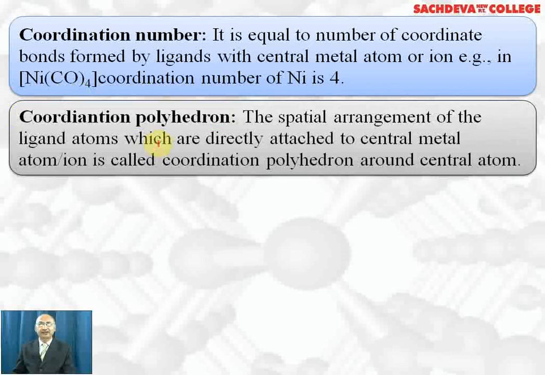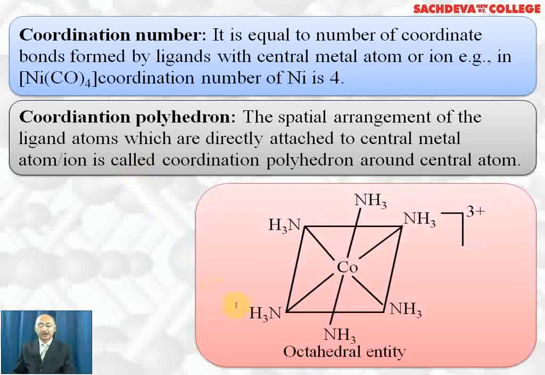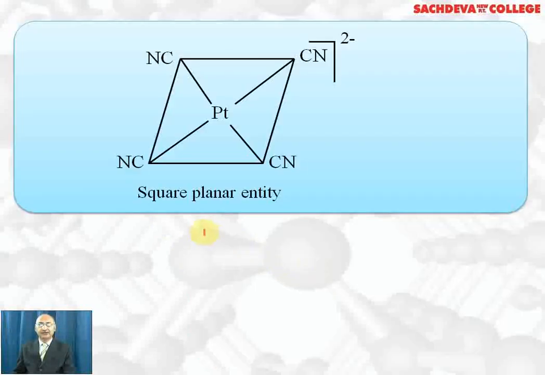Coordination polyhedron: the spatial arrangement of the ligand atoms which are directly attached to the central metal atom or ion is called the coordination polyhedron around the central atom. For example, this is an octahedral entity where cobalt has coordination number 6. Next we have [PtCl4]2-, which has a square planar structure.